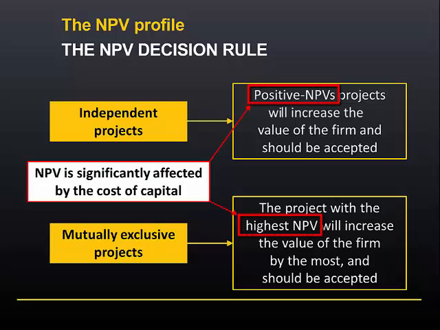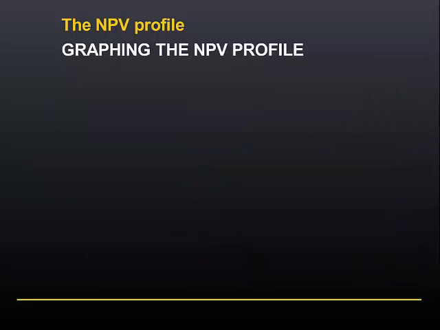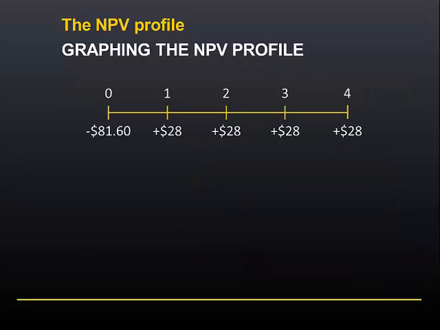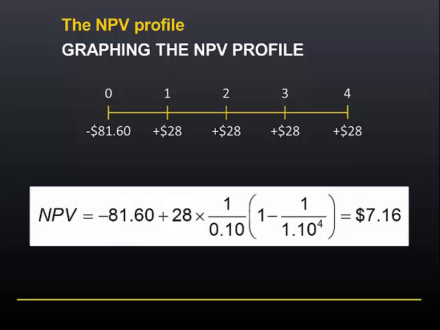However, the net present value of a project is significantly affected by changes in the cost of capital, and we can investigate the effect on the NPV by drawing an NPV profile. These are the cash flows associated with an example that we looked at in the NPV module. The NPV of these cash flows is $7.16.